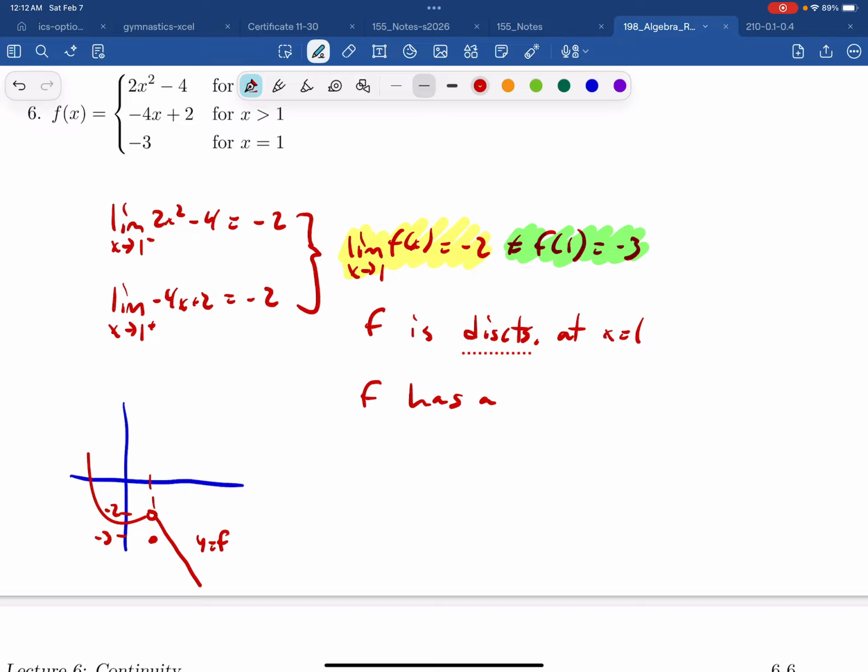Let's graph y equals f of x. So what kind of a graph is that? That is called a hole. Right? A removable discontinuity at x equals 1. That's all I've got. Thanks.